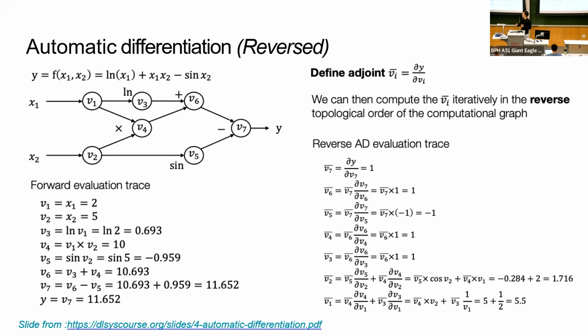By doing this, the benefit is you don't have to start from x1 and then start from x2 and do the forward computation twice, but you can do everything in one backward pass.